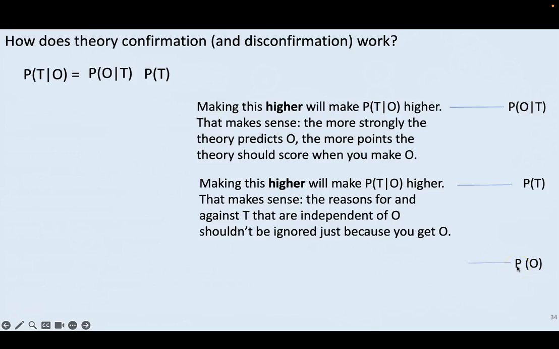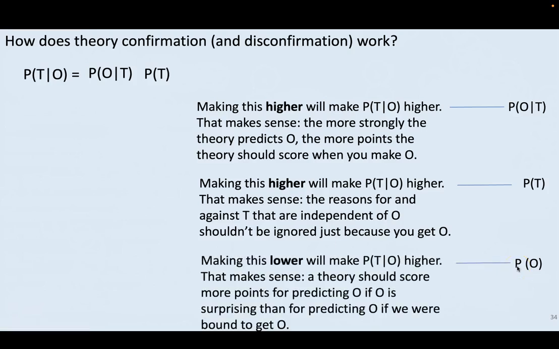And the probability of the theory given the observation should go up as the probability of the observation goes down. So we need to divide by the probability of the observation to make this go up as this goes down. And we multiply those, and we get Bayes' theorem, which is Bayesian confirmation theory. It tells us to put these elements together in this way.